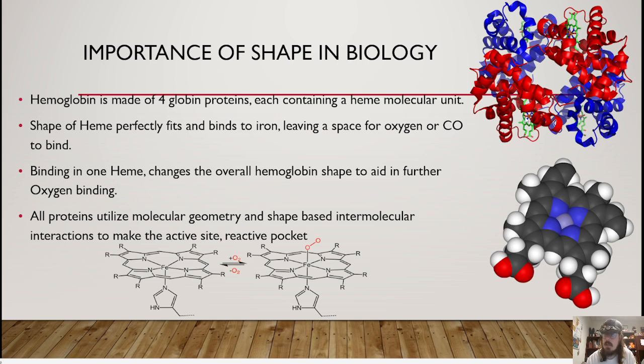You can see in here the 4 green little hemes. Each globin contains just 1 heme. The heme fits perfectly in there and binds to iron, leaving a space for oxygen, or in the case of the deadly carbon monoxide, to bind onto it. So binding in 1 heme actually causes the shape of the overall protein to change, making it easier for further oxygens to bind. So the more oxygen you have, the easier it is for hemoglobin to take up the maximum quantity of oxygen.